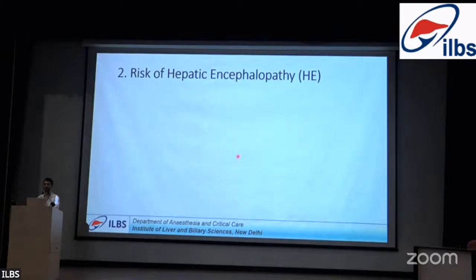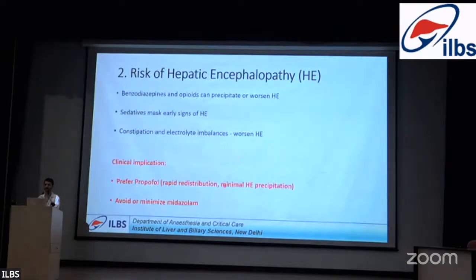Next is the unique challenge of hepatic encephalopathy in these patients. We all know that benzodiazepines and opioids can precipitate or worsen HE. Sedatives may mask early signs of HE in this population. Constipation and electrolyte imbalances further worsen HE.